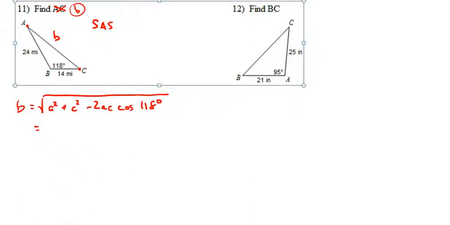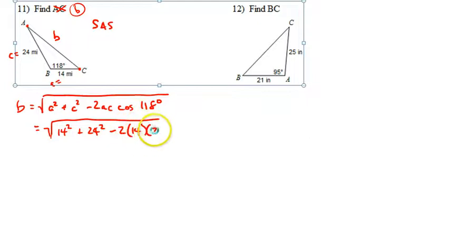So that's easy enough. Let me throw this in there. We've got little a is 14, little c is 24. So this is going to be the square root of 14 squared plus 24 squared minus 2 times 14 times 24 times the cosine of 118 degrees.